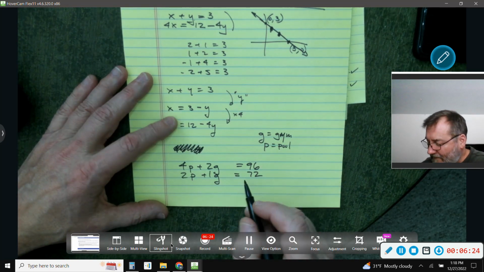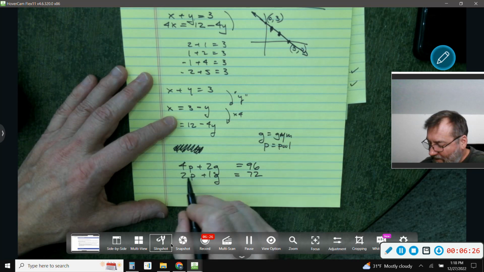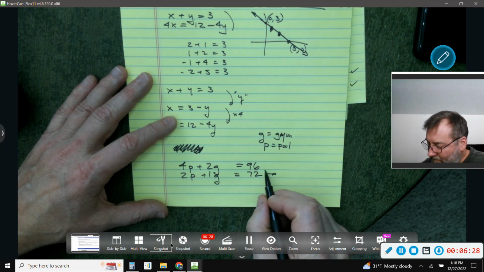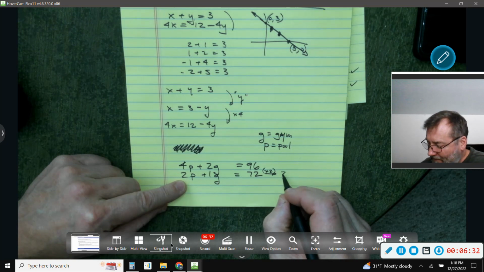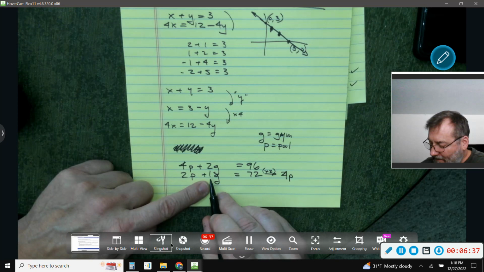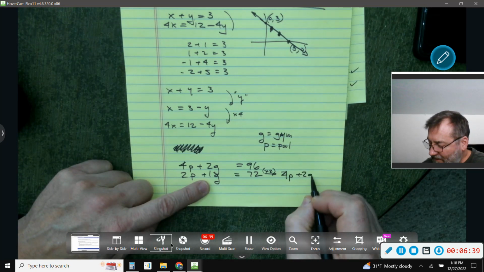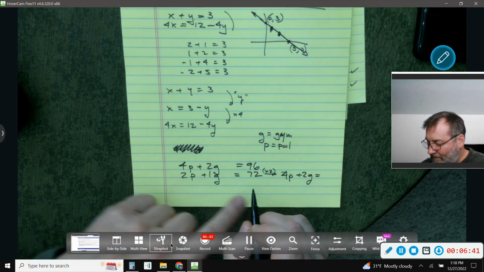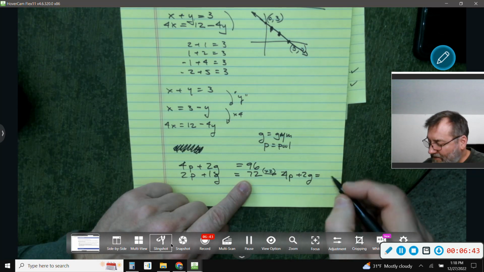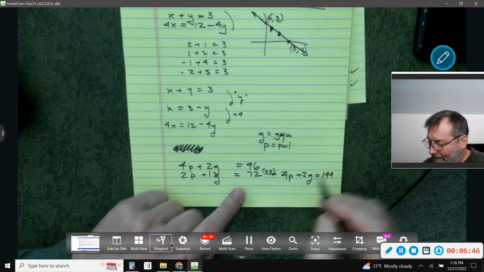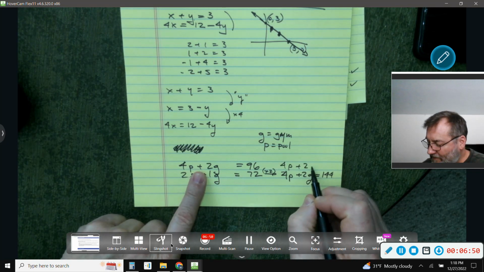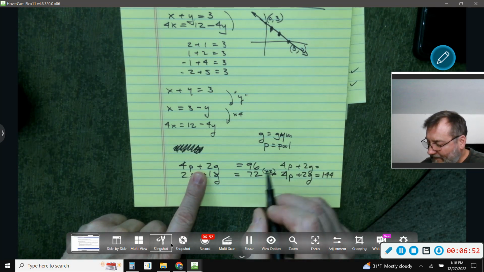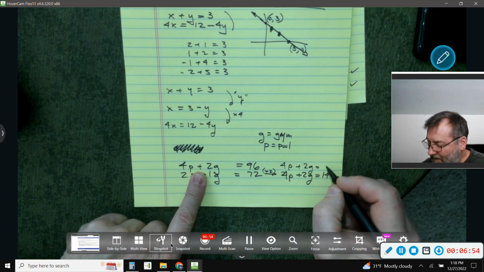Let's see what we get. If I take the bottom one and multiply it by 2, what do I get? 2p times 2 is going to be 4p. And then 2 times 1 is 2g. And what's 2 times 72? Well, 144. So what happens up here? I still have the 4p, I still have the 2g, and I have 96.